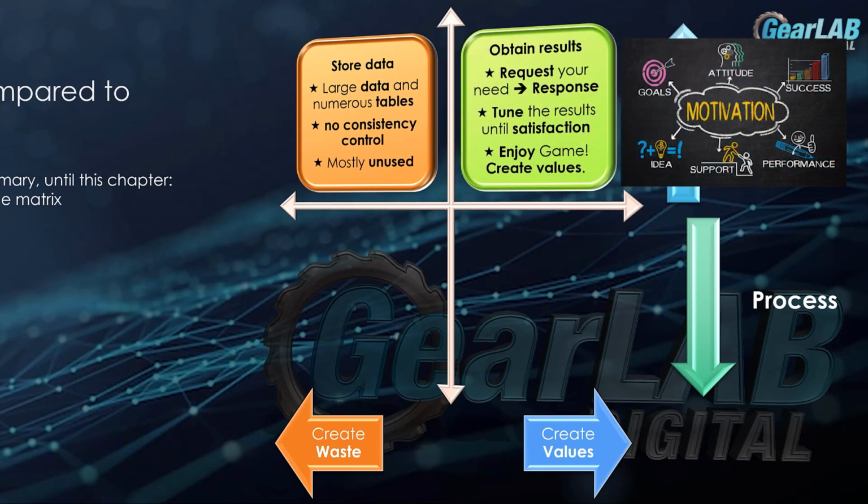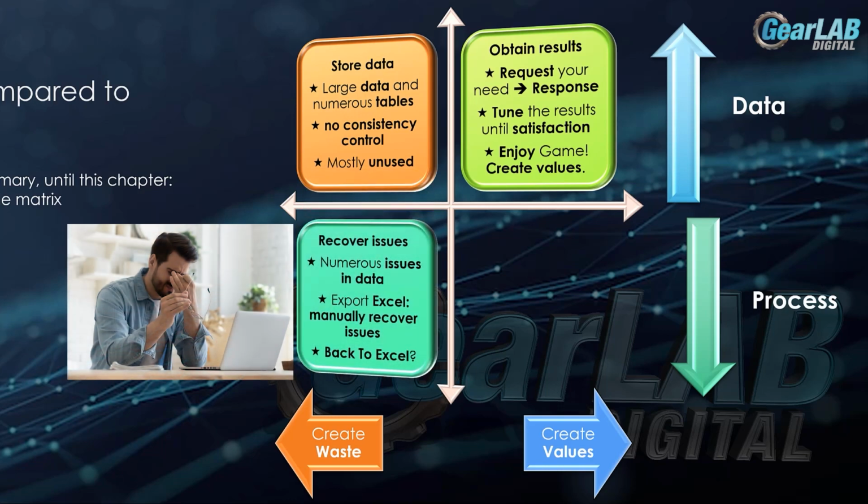The second quadrant is about value creation, so to obtain results. This is to request the system about your need, and to obtain a response. Then to be more specific, to tune the answer until full satisfaction. Then enjoy playing this game and jump to the following request. In each step, creating new values. The next quadrant is about the process, those to recover issues in data. You know about your data being contaminated by issues. Then, you spend your engineering time extracting these data into Excel files and manually recovering issues. Back to Excel? Or back to the past?